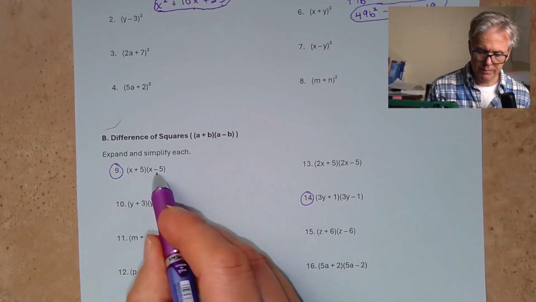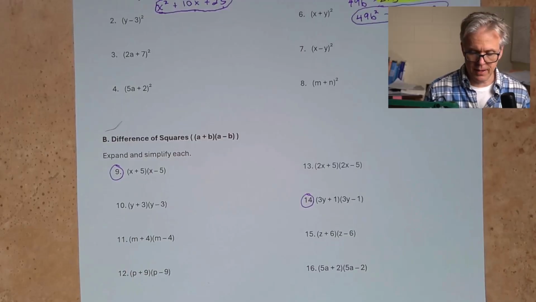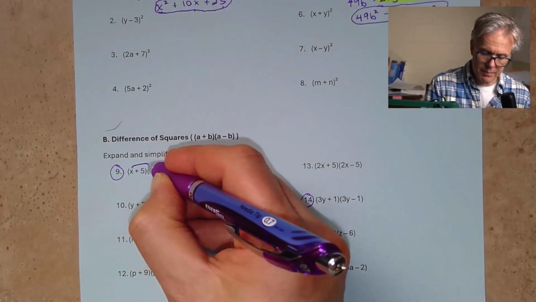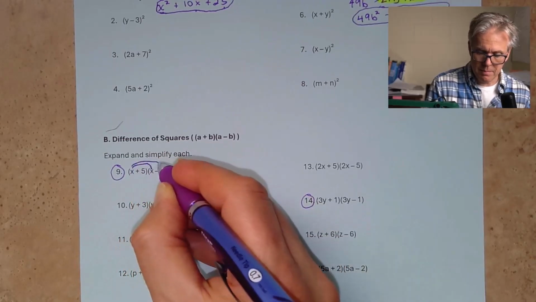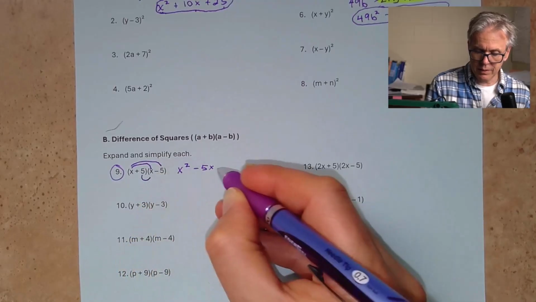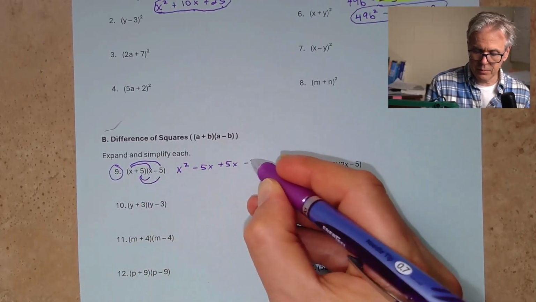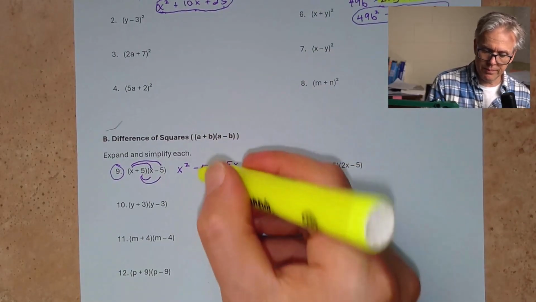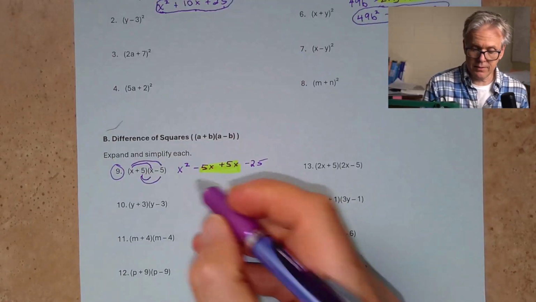Difference of squares. So here, we're just multiplying this out. x plus 5 times x minus 5. There is a pattern here. x times x is x squared, minus 5x. And then 5 times x is plus 5x. And then 5 times minus 5 is minus 25. Now, what do you notice happens to these middle terms? Well, they cancel out, don't they? They'll always cancel out.